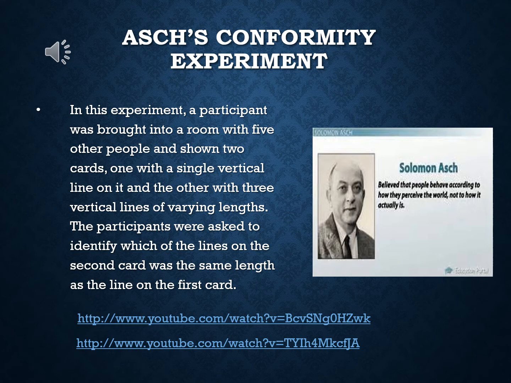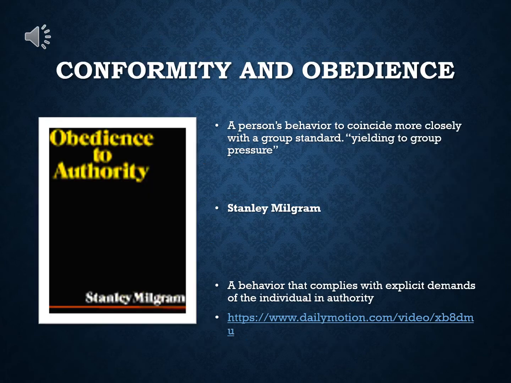The brain is involved in conformity just as it is involved in all human behavior. Collectivism has been associated with greater levels of conformity. So check out these video clips on YouTube and they will provide more information on Asch's experiment and theory.